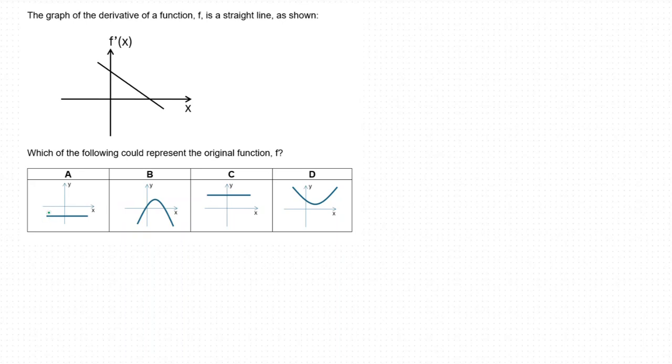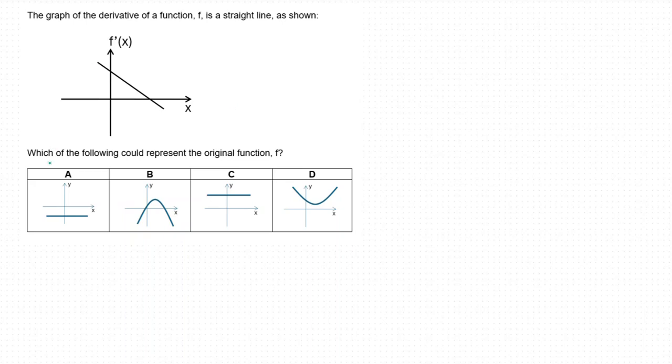We've got to establish which of the following four options could have been the original function. Now, that's the first thing that you need to be careful of. We're talking about working backwards from the derivative to the original function. Algebraically, we'd call that integration, but you don't need to have studied integration to understand how to approach this question.